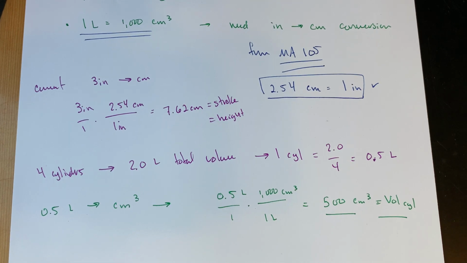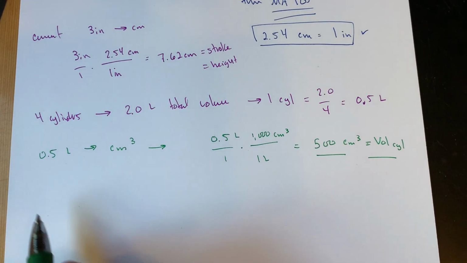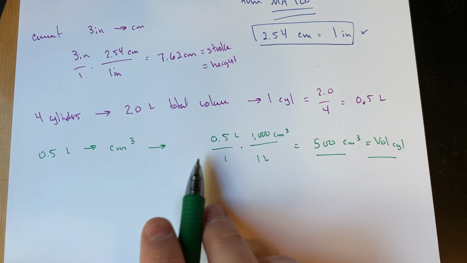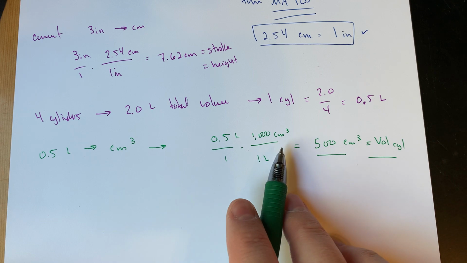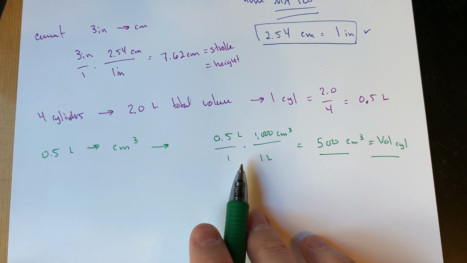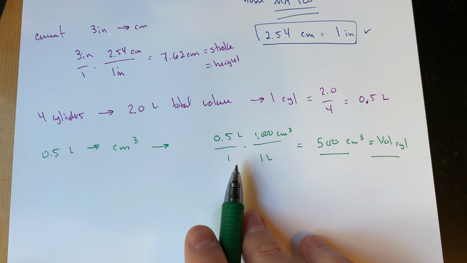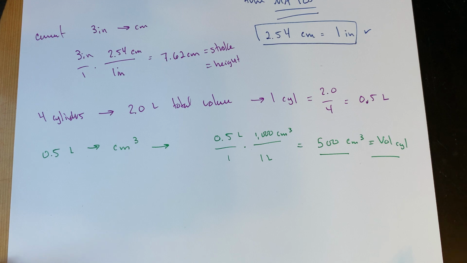Oh, I'm sorry. I talked through that, but I didn't really have it showing so well. So 0.5 liters into cubic centimeters, 0.5 liters times 1,000 cubic centimeters per liter. You can probably justify this without even doing this setup, right? It's half. Half a liter would then be half of 1,000, which is 500 cubic centimeters.